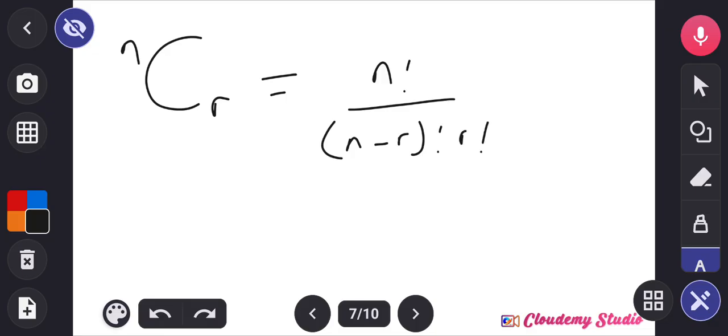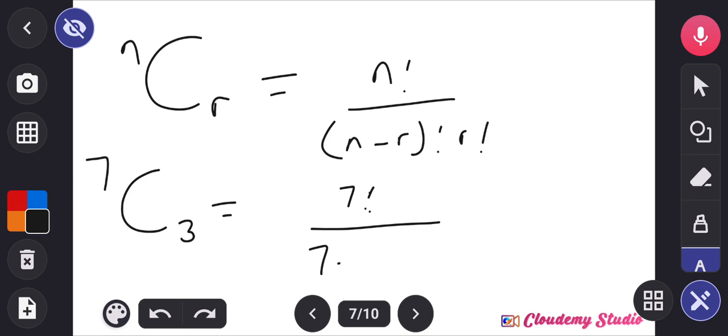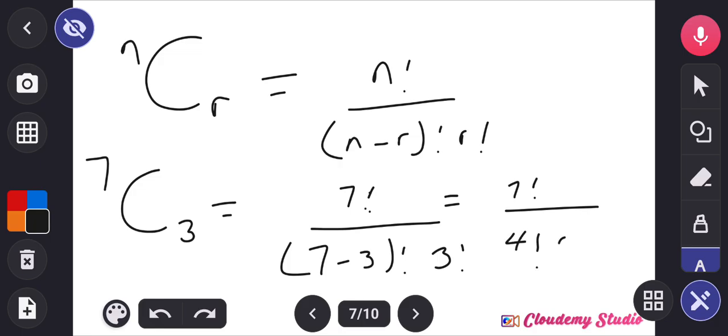You understand? Therefore, for example, if you have something like 7, let me say 7 3, combination 7 3, it will now be equals to what? It will now be equals to 7 factorial divided by 7 minus 3 factorial 3 factorial. You understand? And that will be giving us what? That will be giving us 7 factorial divided by 7 minus 3 equals to 4 factorial, then 3 factorial.